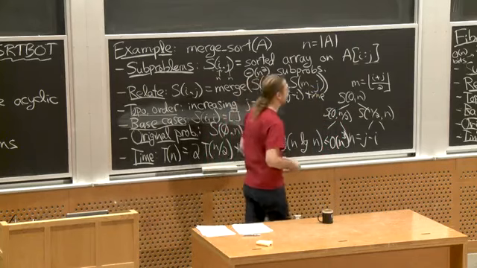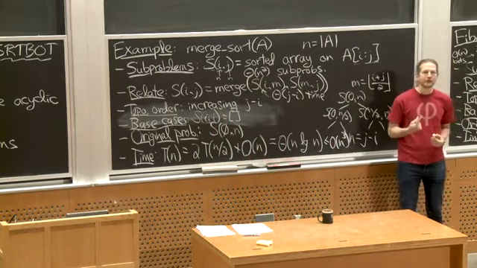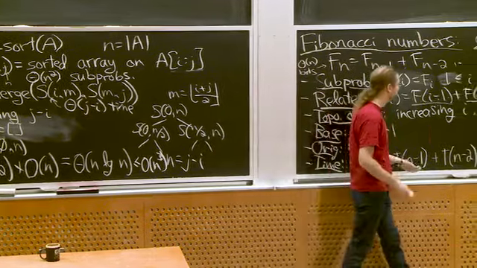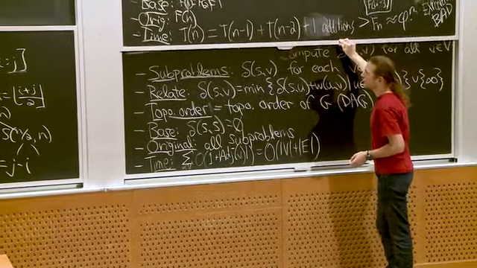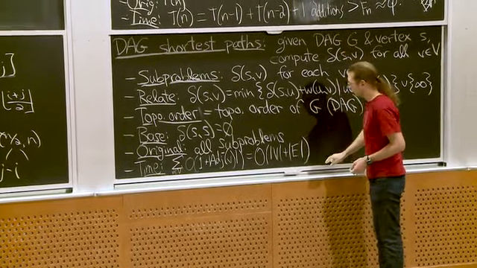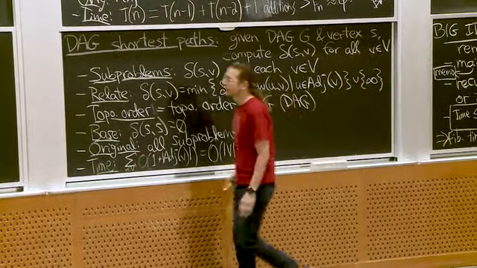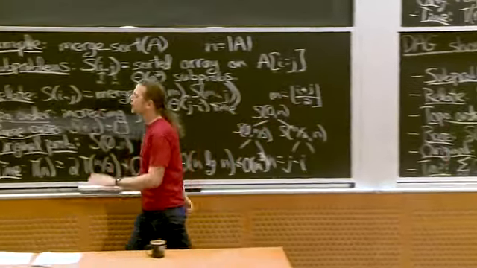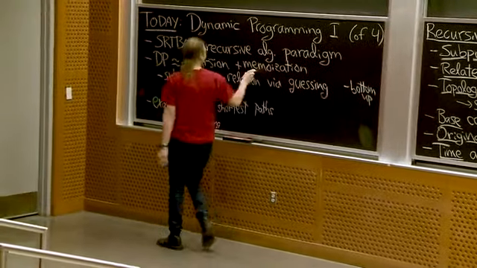Cool. So the next thing I'd like to do is show you one more algorithm that we've already seen in this class that fits very nicely into this structure, arguably is a dynamic program. And that is DAG shortest paths. Just to close the loop here, when I say dynamic programming, I mean recursion with memoization.